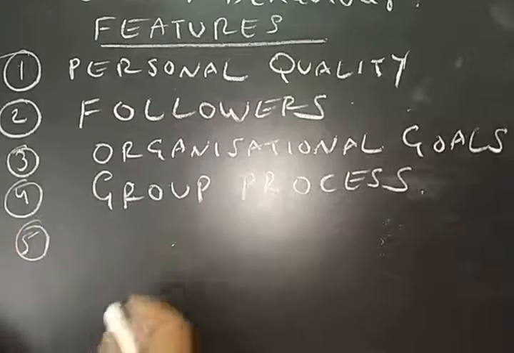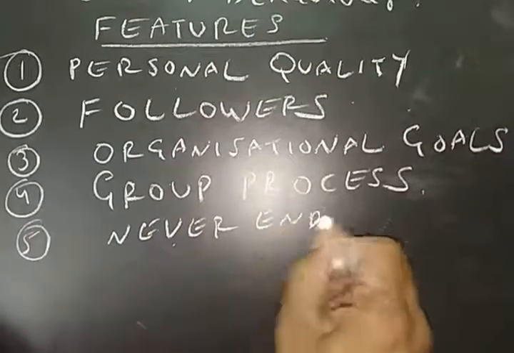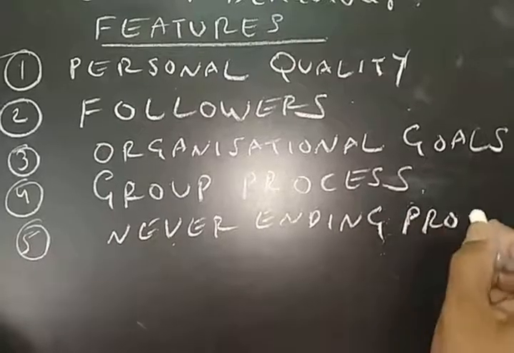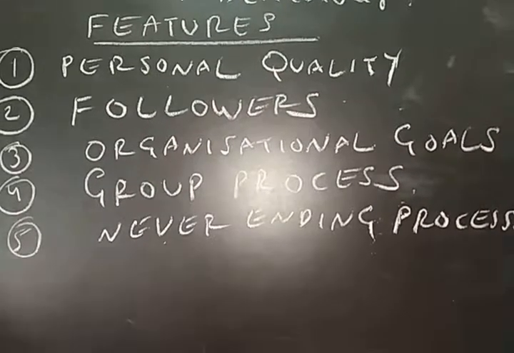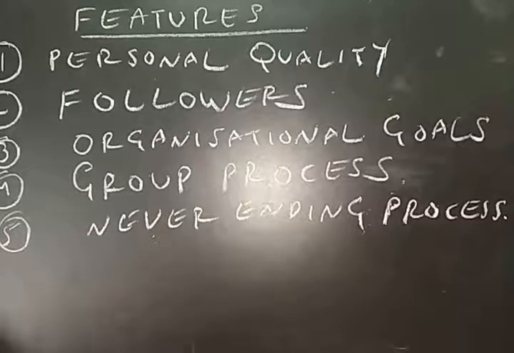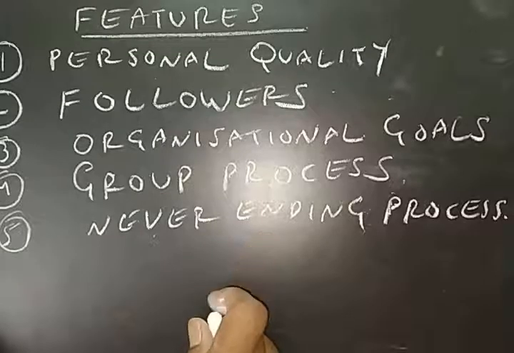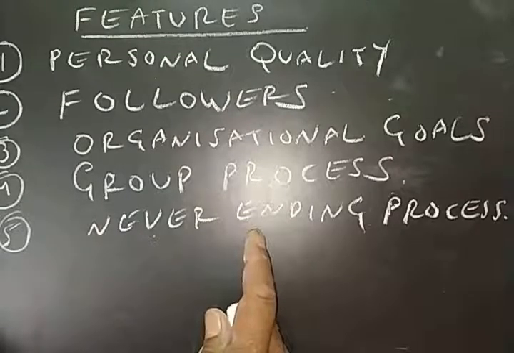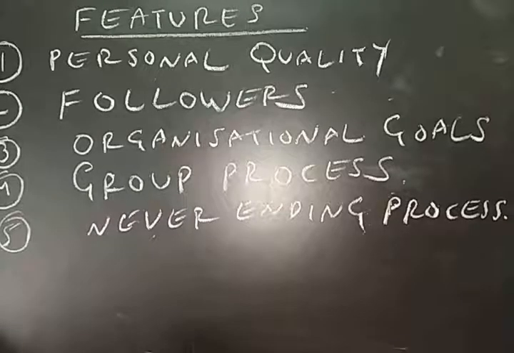Number five, never ending process. Leadership never comes to an end. It is a never ending process. It is continuously taking place in the organization. The workers, the subordinates need guidance from the leader from time to time. So it never happens that once a leader has guided, his role is over. No. It is a never ending process. It goes on forever.